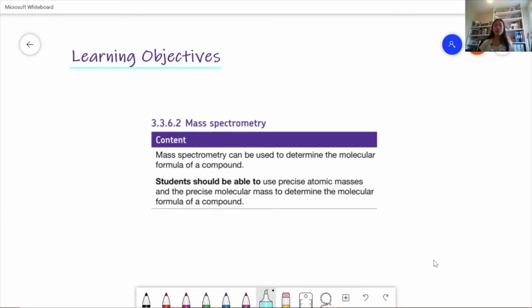Today we're going to be looking at mass spectrometry, so here are our learning objectives. We're first going to look at how mass spec can be used to determine the molecular formula of a compound, and by the end we should be able to use precise atomic masses and the precise molecular mass to determine the molecular formula of a compound.